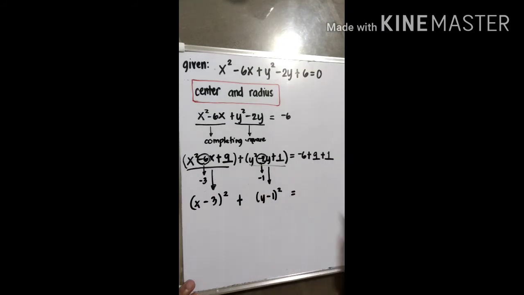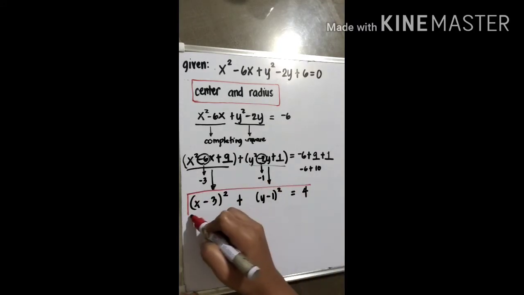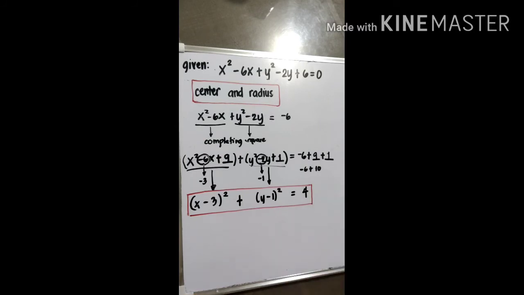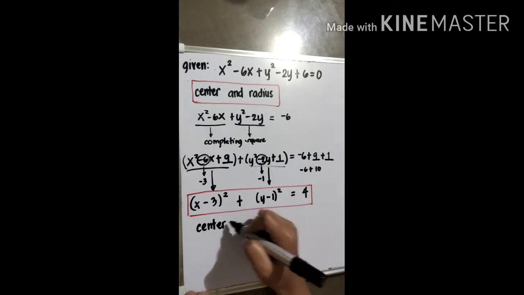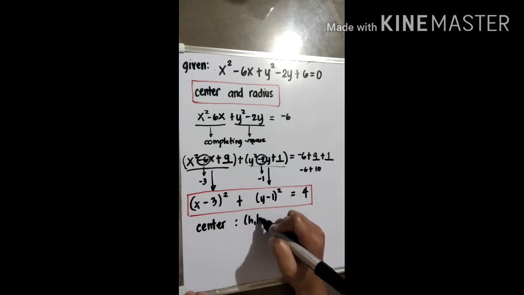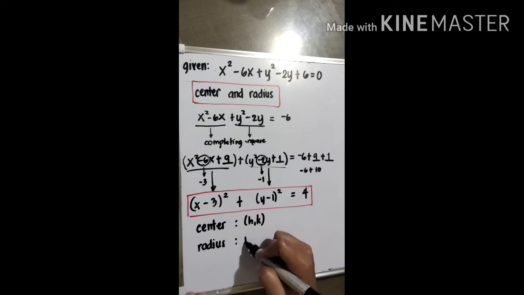So when you multiply y minus 1 by itself, you will end up having y squared minus 2y plus 1. On the other hand, we have negative 6 plus 9 plus 1, or that is negative 6 plus 10. Now negative 6 combined with 10, that would be 4. So this is now the quadratic equation of our circle in standard form. So out of here, let's identify the center and the radius. The center has coordinates (h, k). And of course, we have the radius, which is r.